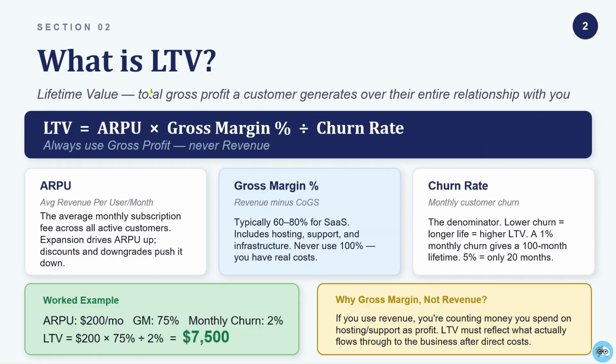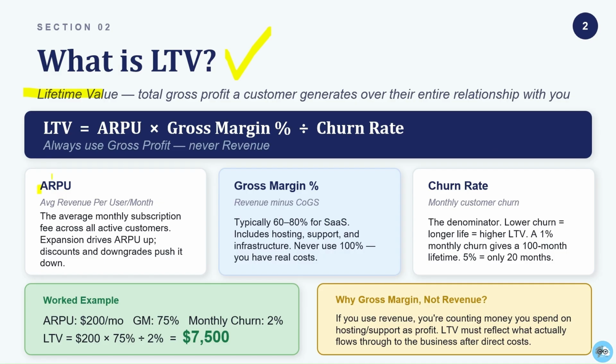Moving on, we have LTV. So, LTV is the lifetime value of the customer. So, it means how much profit a customer is generating over the entire relationship, or over the entire time it was with you. So, it has three components. Let's understand those three components first and then we will get back to the formula.